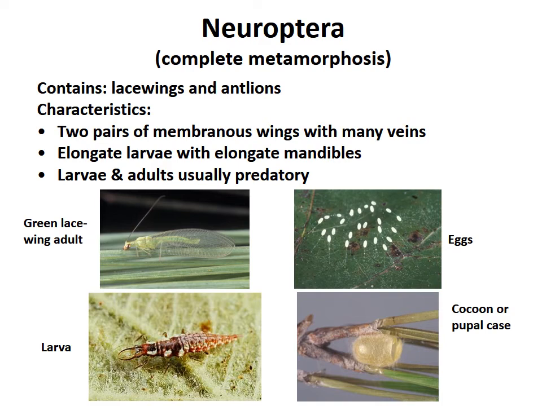Green lacewings and brown lacewings have a similar type of larva. If you see in the bottom left-hand corner here, is this little unusual looking insect. They're very common.